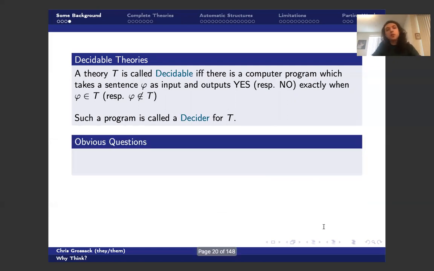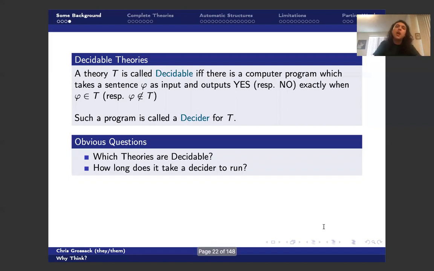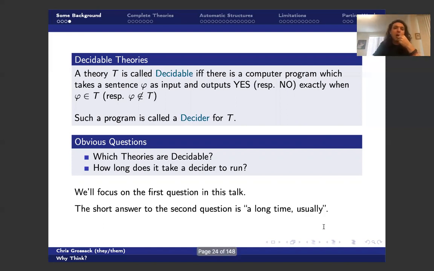So there are some obvious questions that come up from this. The first is which theories are decidable? That is, are there characterizations which tell us when a theory is decidable? And moreover, if we have a decider for one of these theories, how long does it take to run? Deciders become less and less useful as they take longer and longer to answer our questions. We'll focus on the first question because this is a math talk, not a computer science talk. But the short answer to the second question is a long time.